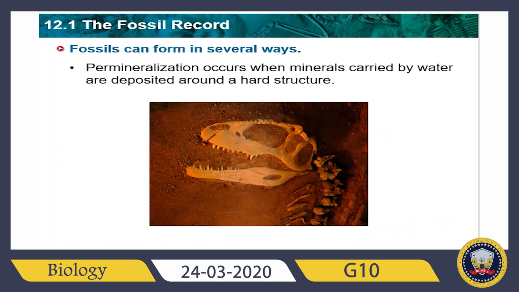So let us see how fossils can form, guys. Actually, fossils can form in several ways, and today we are gonna discuss five methods by which fossils can form. So the first way is permineralization. Permineralization, guys, occurs when minerals carried by water are deposited around a hard structure, and sometimes they may also replace the hard structure itself.